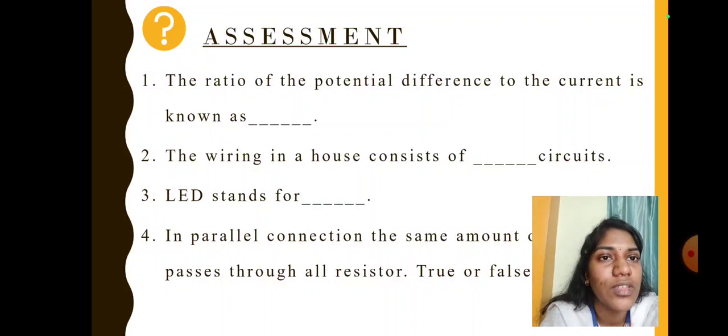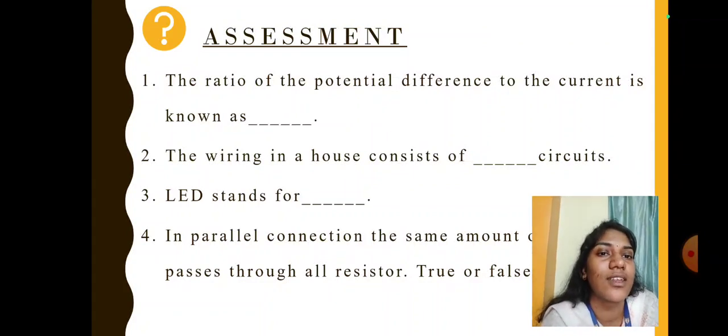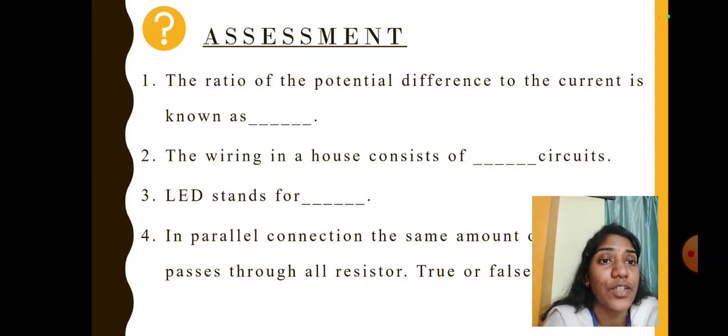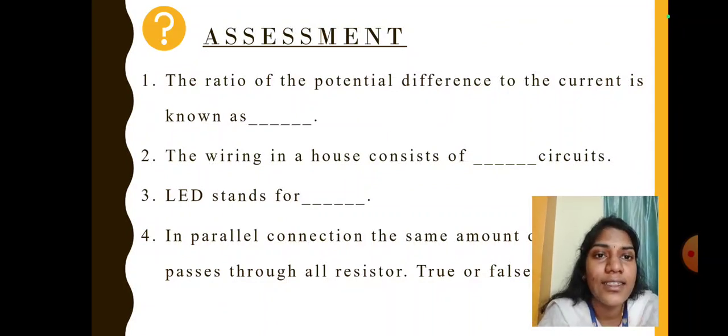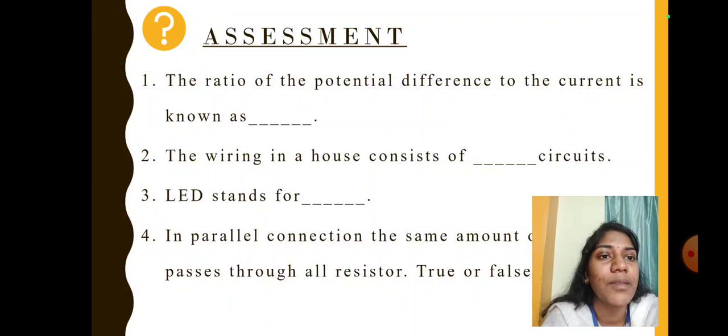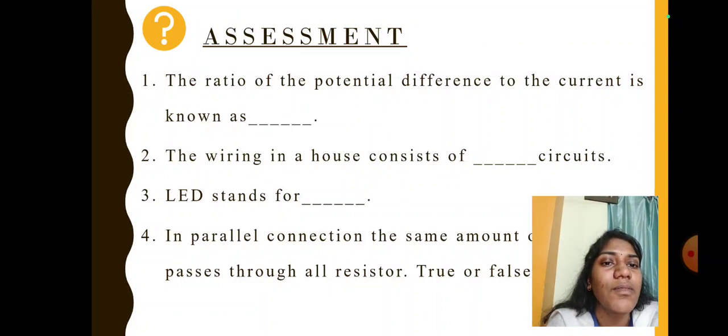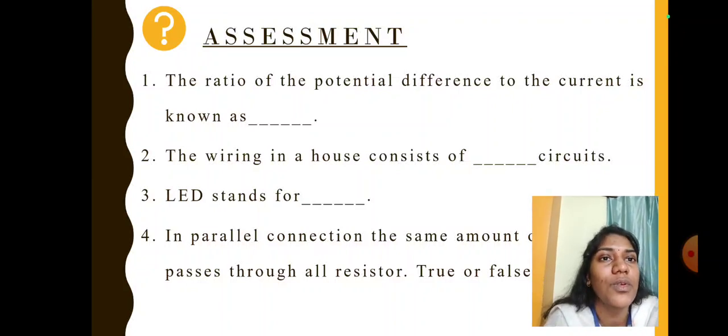So the first question is, the ratio of the potential difference to the current is known as dash. The wiring in a house consists of dash circuit. LED stands for dash. In parallel connection, the amount of current passing through all the resistors is the same. True or false? You can pause the video and play after a few minutes to know whether the answers are right or wrong.